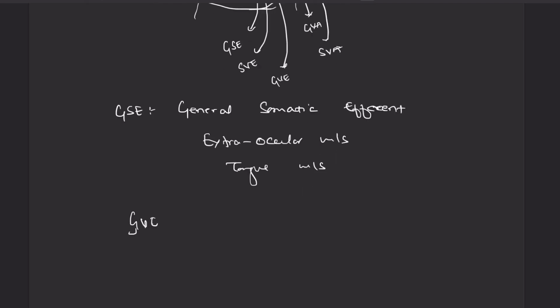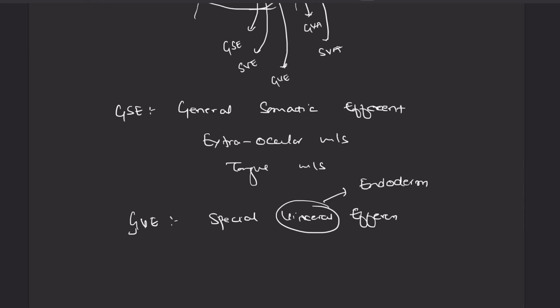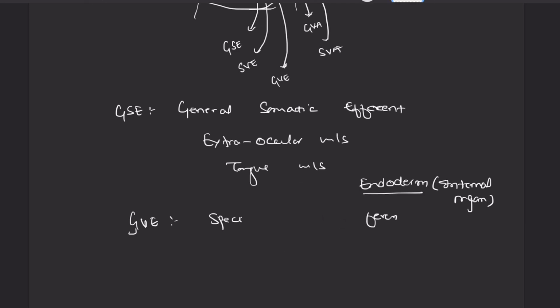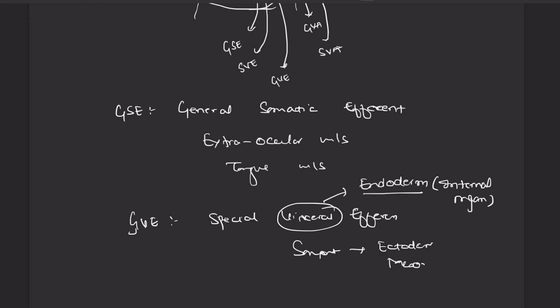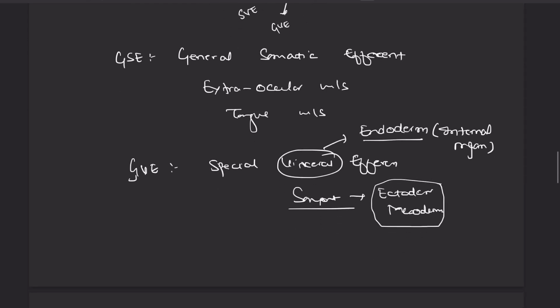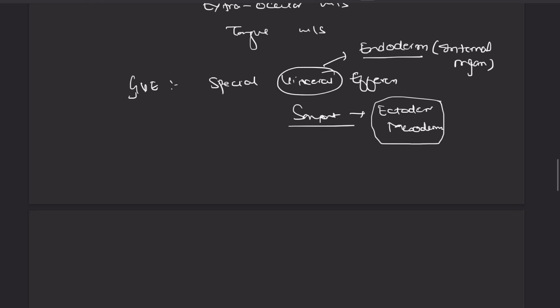Now coming to the SVE, it is the special visceral efferent. Viscera are the internal organs which are derived from the endoderm. Somatic structures are those not derived from the endoderm, but derived from the ectoderm or the mesoderm. So special visceral efferent supplies the pharyngeal arch muscles.